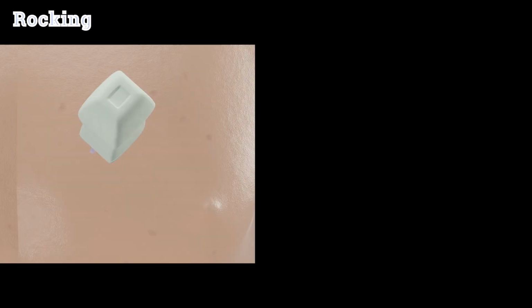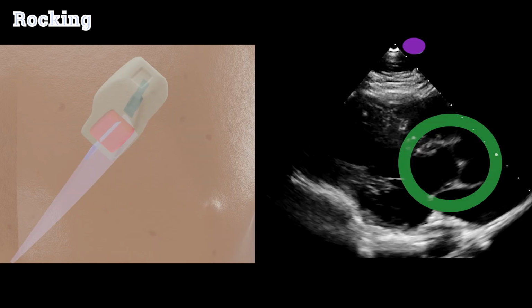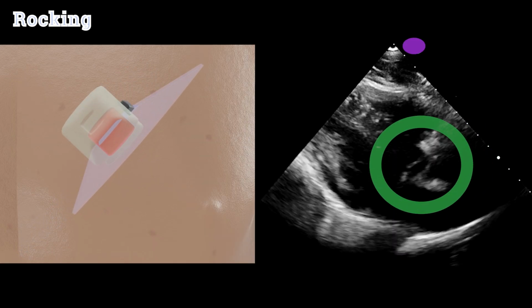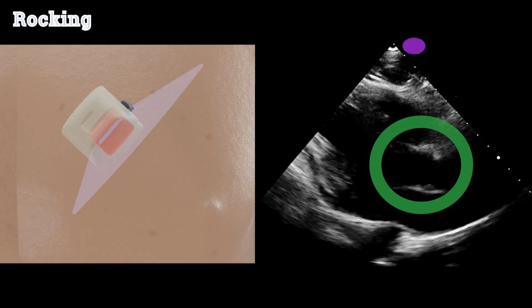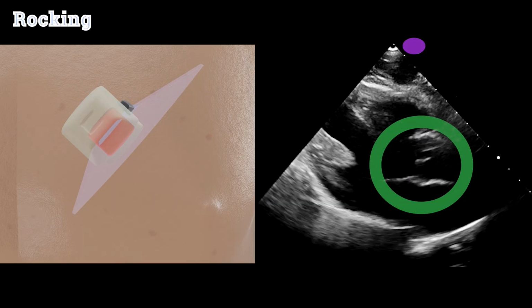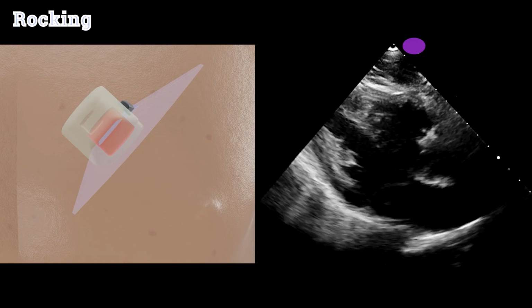Rocking. This is the probe rocking in the same intercostal space. The probe is rocked in the direction along the plane or axis of the beam. You'll be using this technique if you had, for example, a parasternal long axis view and did not get a good view of the aortic valve. You will rock the probe so you can visualize the valve better.